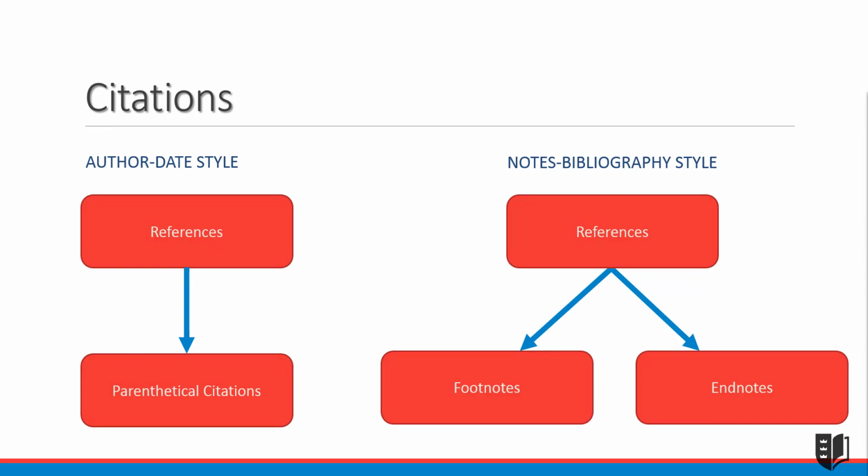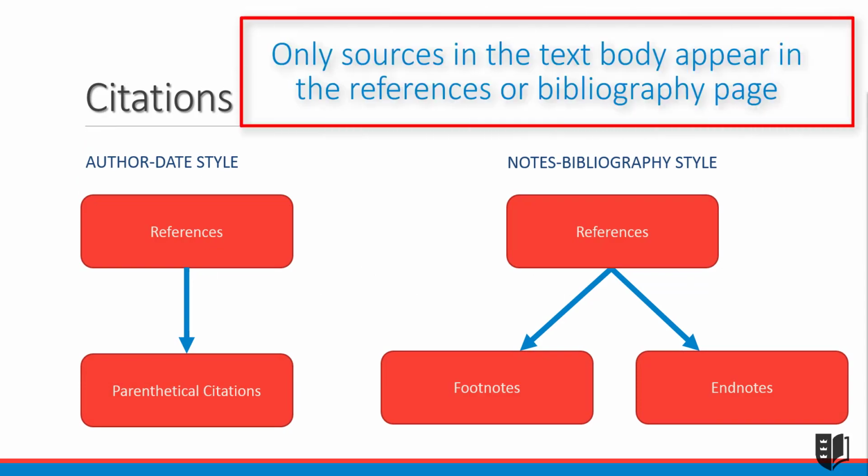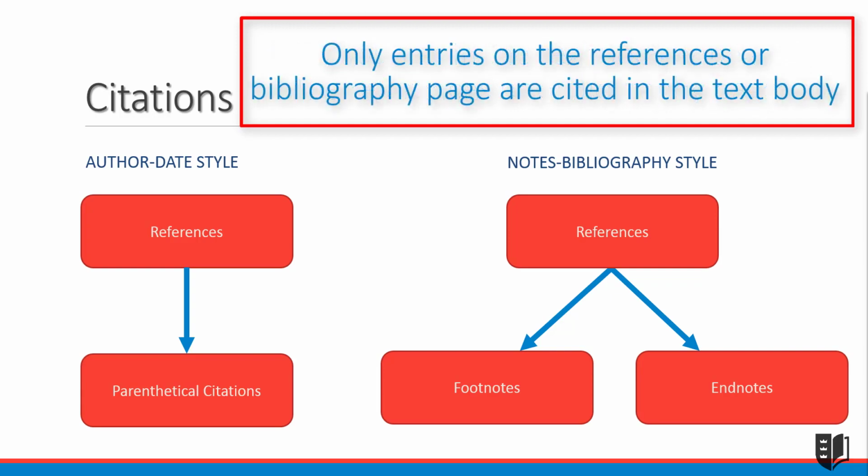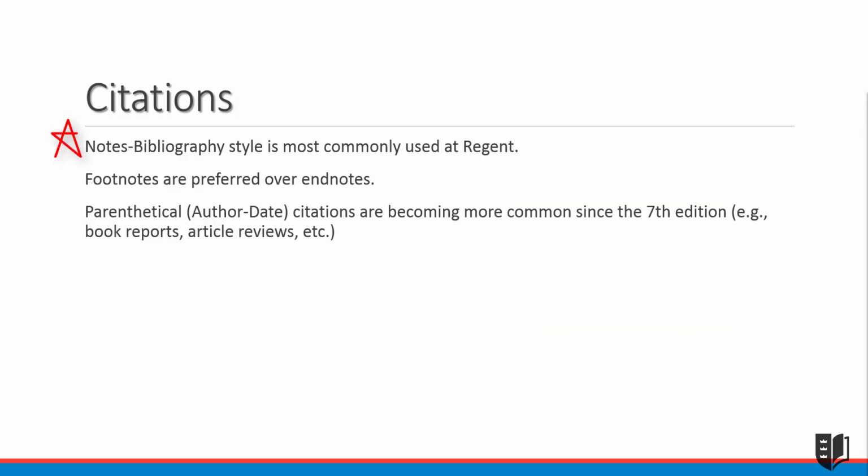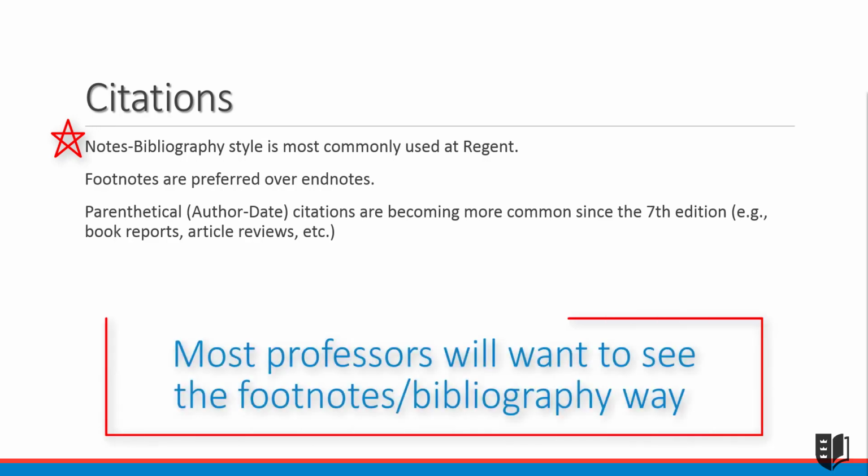For both styles, only sources contained in the body of the text appear on the references or bibliography page, and only entries on the references or bibliography page are cited in the body of the text. Regent's local guidelines indicate that notes bibliography style is preferred over the author date style. This means that most of your professors will prefer that you use the footnotes bibliography way to cite sources.